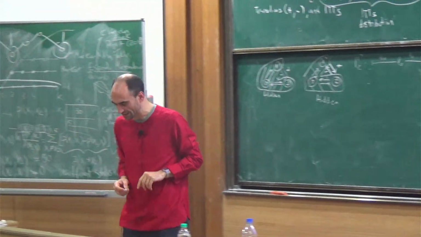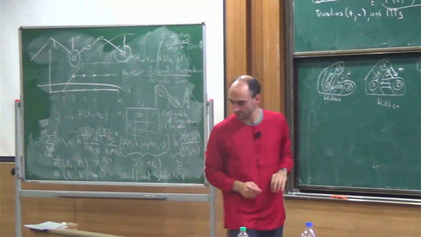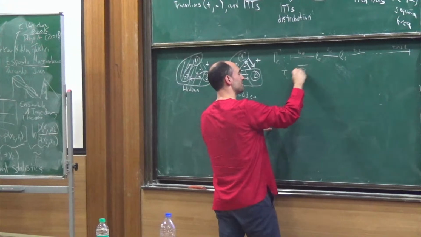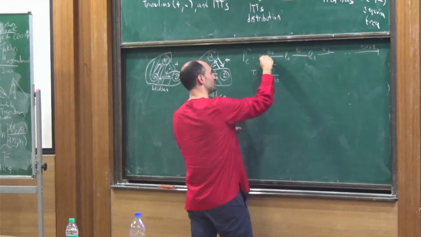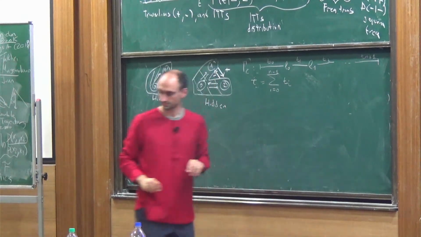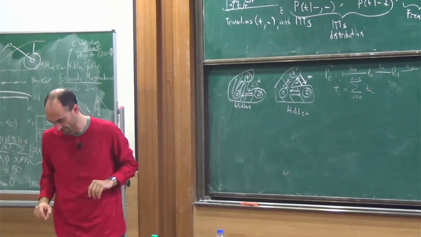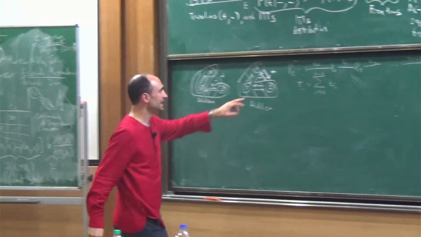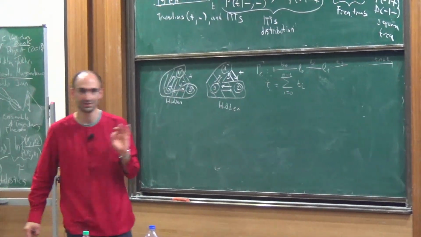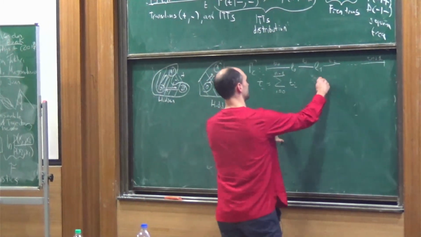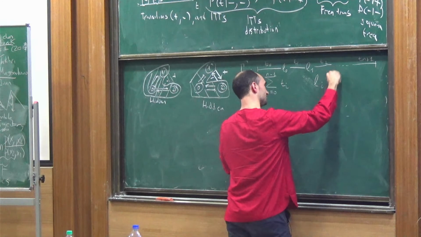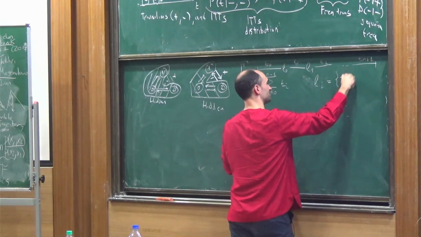And the total time of the trajectory is the sum. Tau is the total time, the sum over i from 0 to n minus 1 of t_i. Okay, this is the total time of the trajectory. Then the L_i here is the ith transition that I observe. So each of these can be either plus 1 or minus 1.